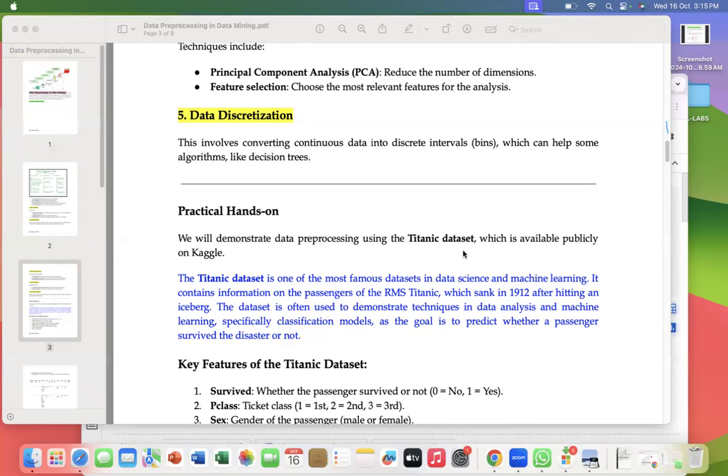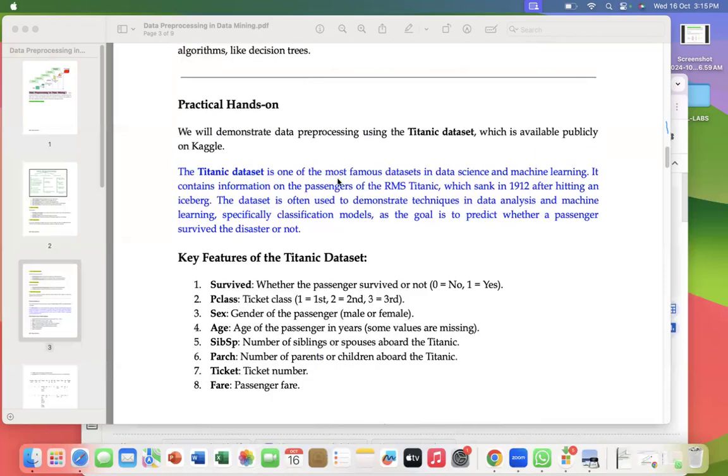Data set means, in that particular ship, how many people survived, and out of those who survived, how many of them are male, female, or this different type of categorization we can do in the Titanic data set. How many people could not survive, who died, how many are missing, right? This data set is very important in our machine learning research. We can do a lot of hands-on experiments with it, and you can easily download it from Kaggle.